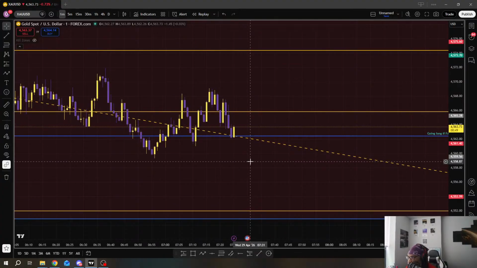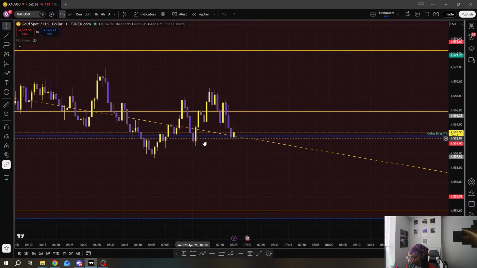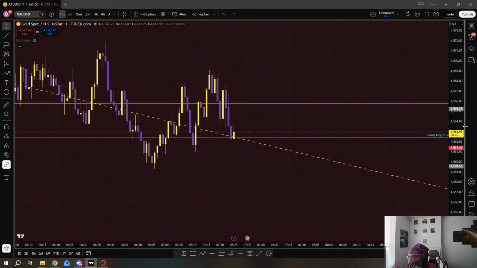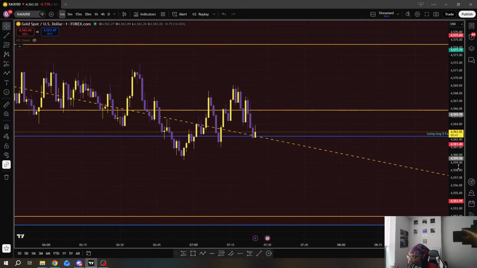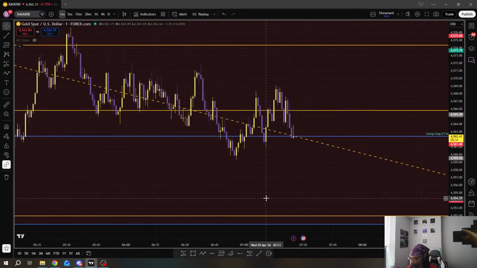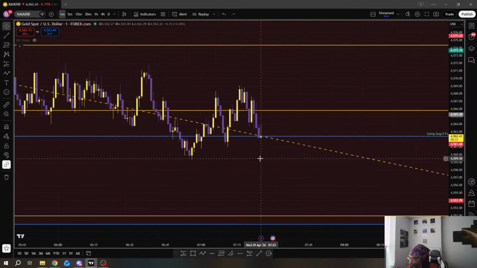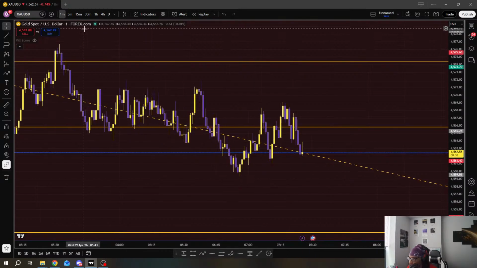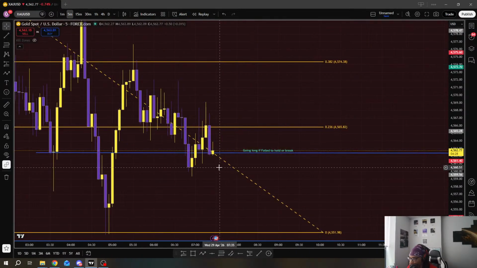But again, I haven't gotten one rejection wick. This could be looked at as a potential double bottom, but there's no real bullish confirmation right now. All right, even on the 1 minute, no real bullish confirmation.